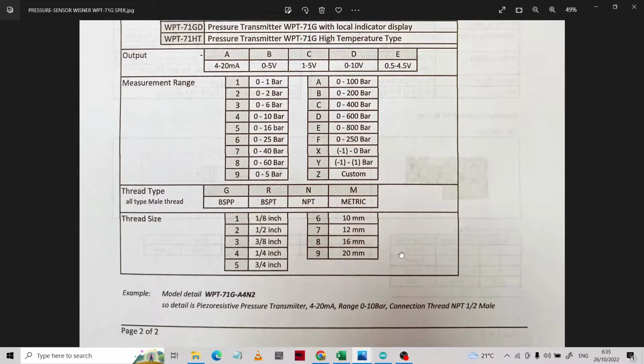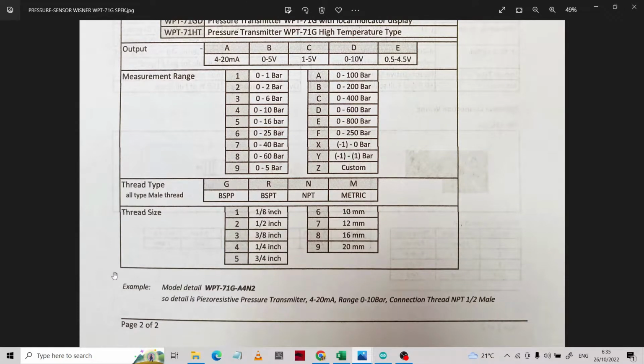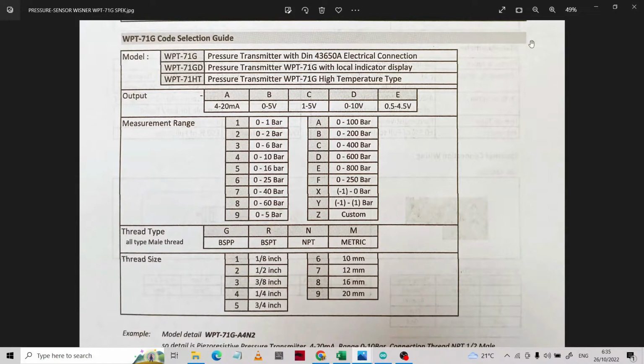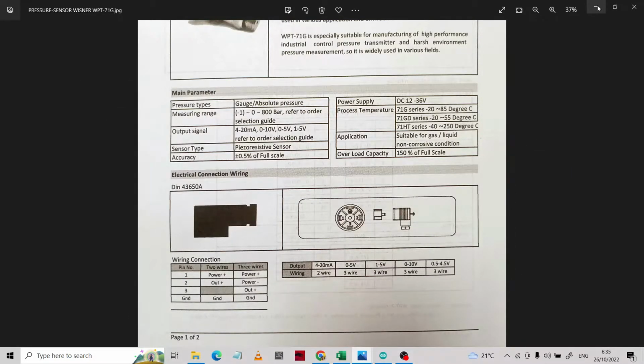Okay, so this is the example. That I have the sensor. That's the series, WPT-71G-A1G4. Okay, you got it? WPT-71G-A1G4. Okay, this is the example. So you can read the specification of your sensor based on this table. Okay.